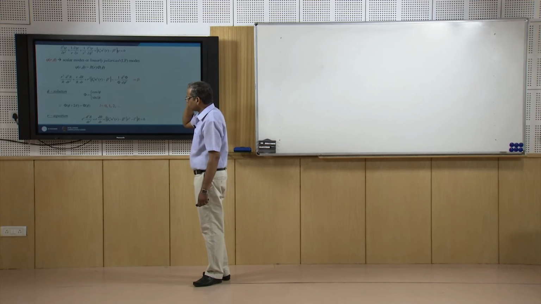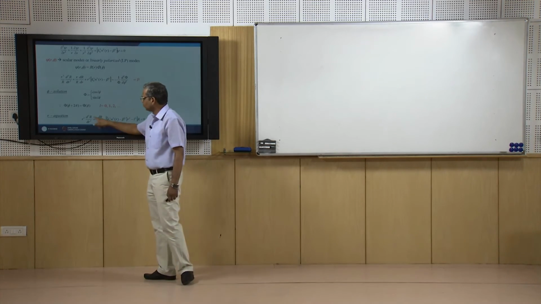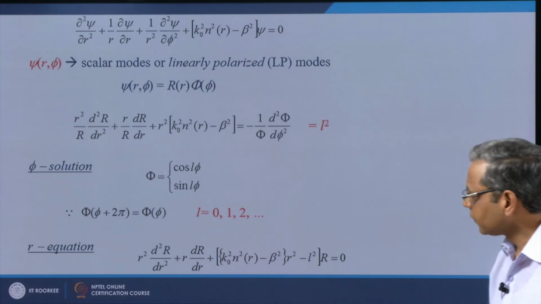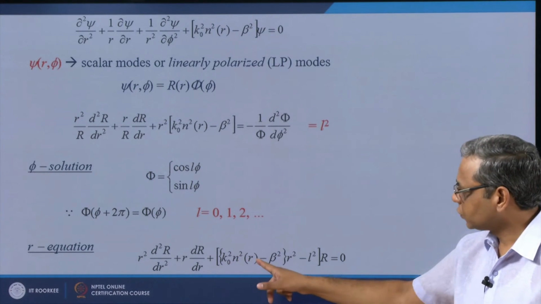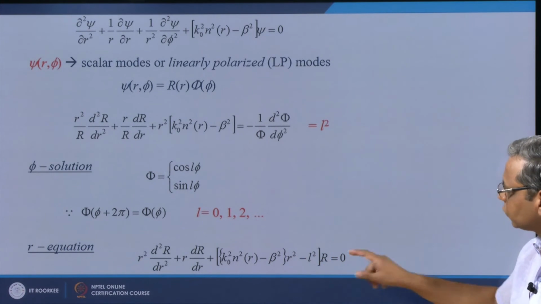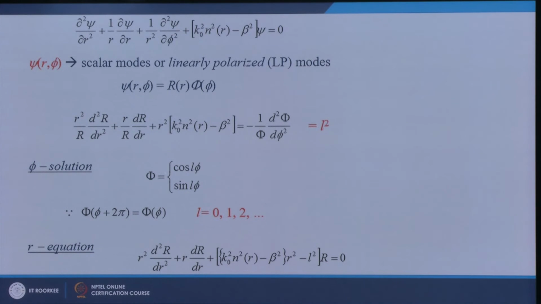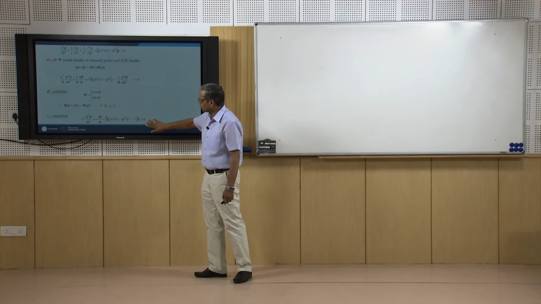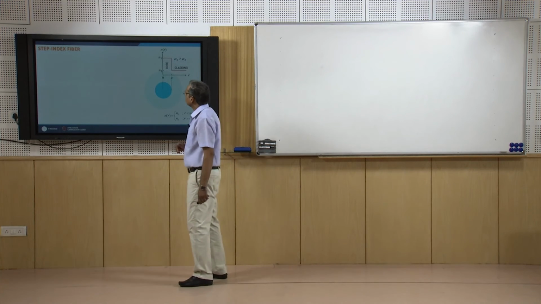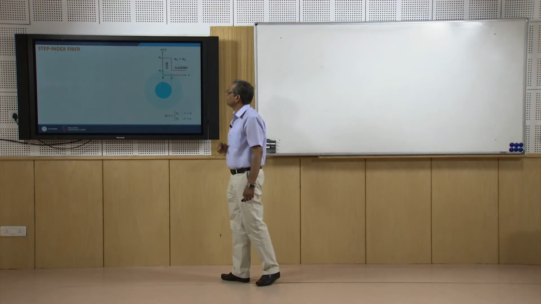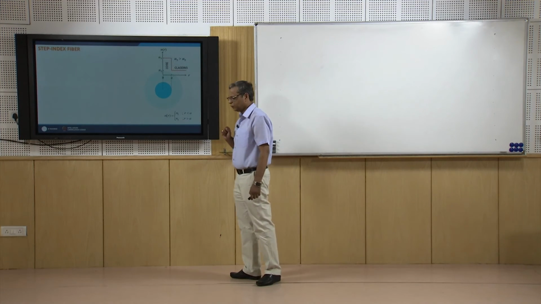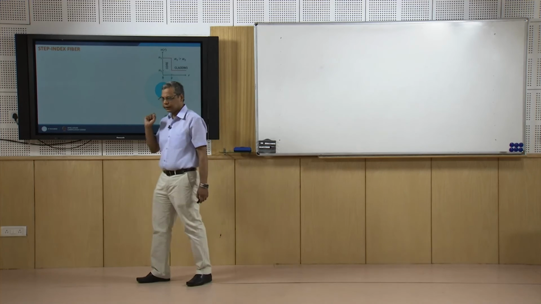So the R equation is R square d2R over dr square plus R dR over dr plus k naught square n square of R minus beta square times R square minus L square times R is equal to 0. So this is the R equation, and I can solve this R equation for a given n square of R. What is the n square of R? I am going to take in this course.